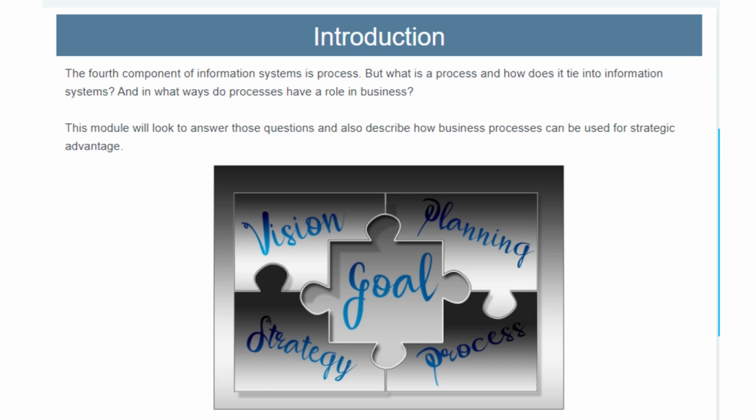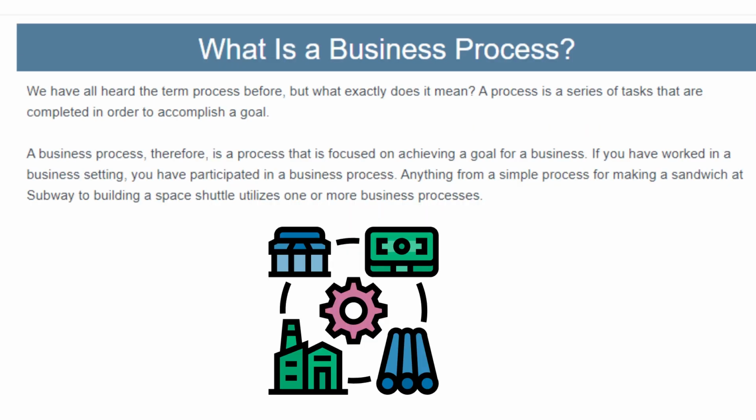So first, the fourth component of information systems is process. But what is process and how does it tie into information systems? And in what ways do processes have a role in business? So, this module will look to answer those questions and also describe how business processes can be used for strategic advantage.